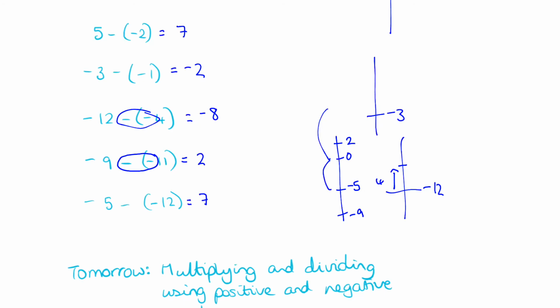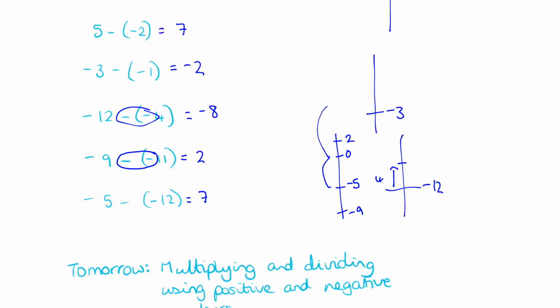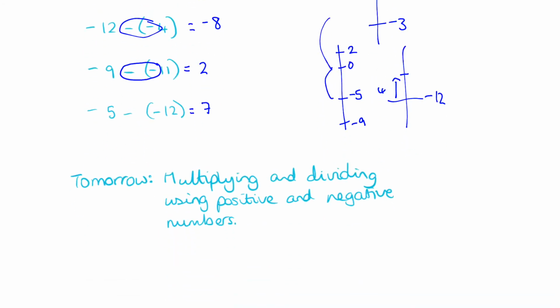So that's 7. Okay, so tomorrow we're going to have a look at multiplying and dividing using positive and negative numbers. And we're also going to look at negative numbers to a power. Okay, so I'll see you then.